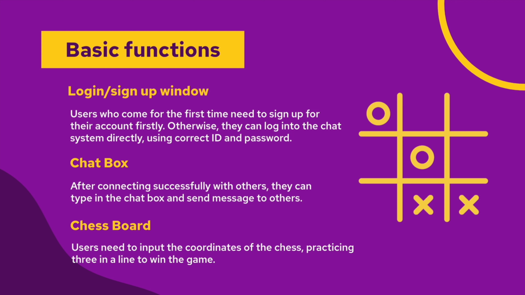Then they will have a chat box. After connecting successfully with others, they can type in the chat box and send messages to others. After they connect successfully with their peers, a chessboard will be shown on the screen. Users need to input the coordinates of the chess, aiming to get 3 in a line to win the game.